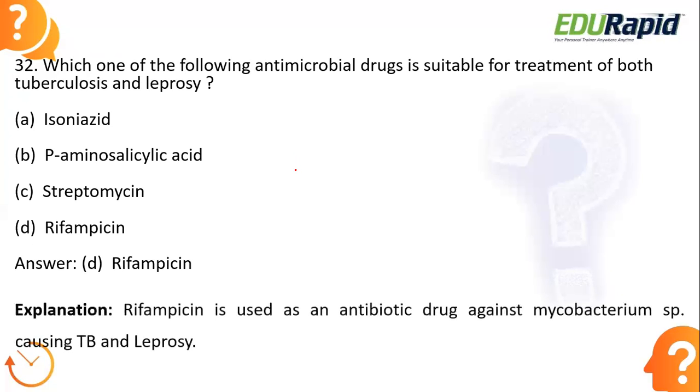Rifampicin is an antibiotic drug which is administered against Mycobacterium species. Specifically, these Mycobacterium species usually cause diseases called tuberculosis and leprosy. To fight against these bacterial species, rifampicin is one of the antibiotic drugs administered to that specific individual. Moving to the next question.